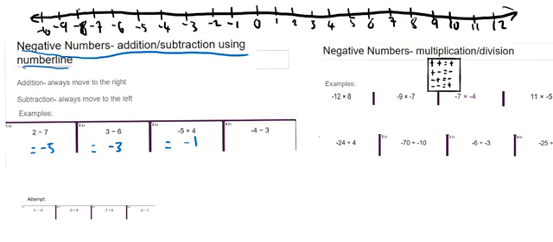And then the last one, minus 4 minus 3. So if I go to minus 4 first, because that's my first number, and then because I'm minusing 3, I'm going to go to the left 3. So 1, 2, 3, I get to minus 7. So minus 4 minus 3 is minus 7.